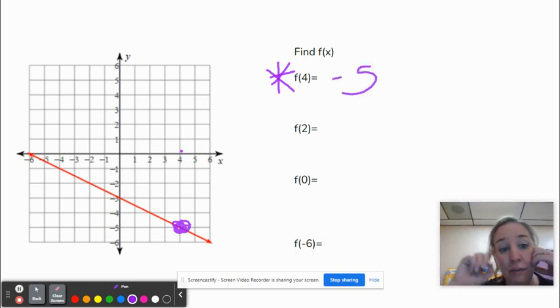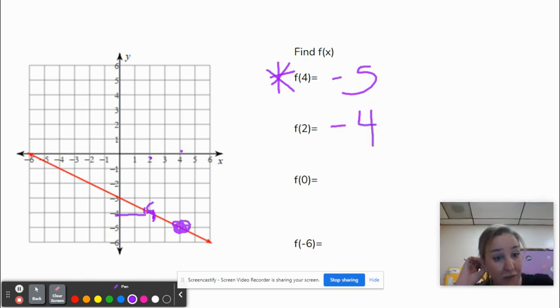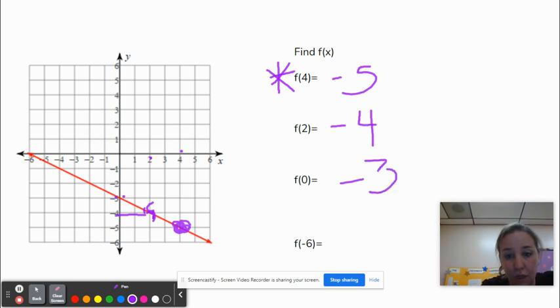Okay, f of 2. So we go here where x is 2. Go here on the function, and you can see that y is negative 4. F of 0, we go to where x is 0. What's y? Negative 3. When x is negative 6, what's y? 0. So that's how you evaluate it from a graph.